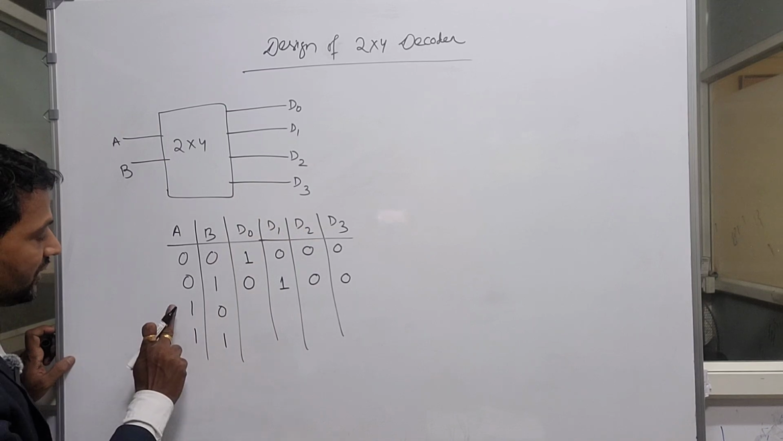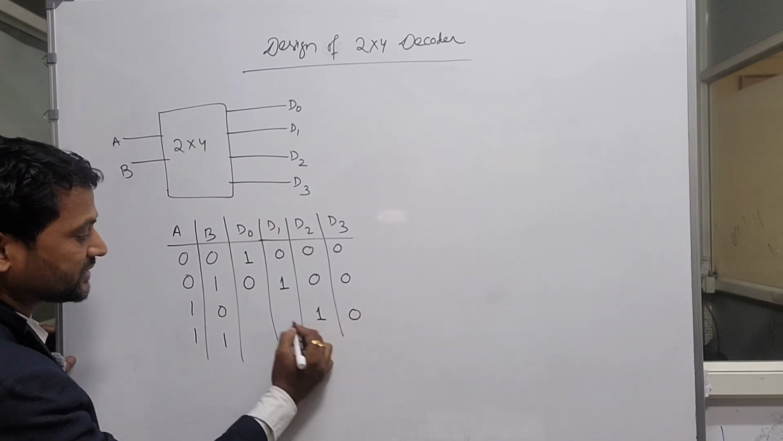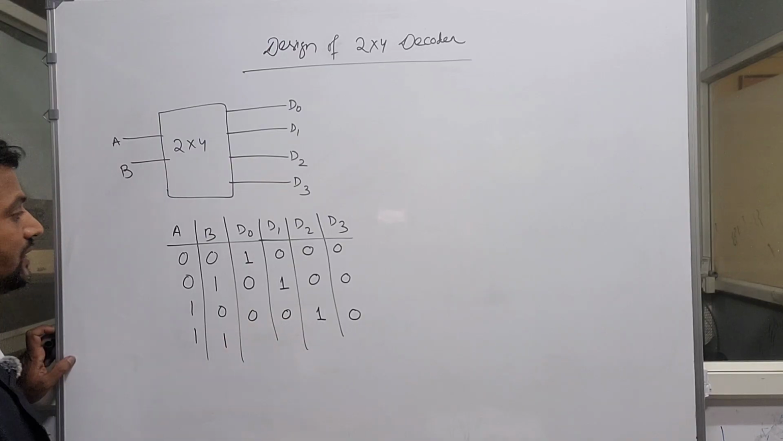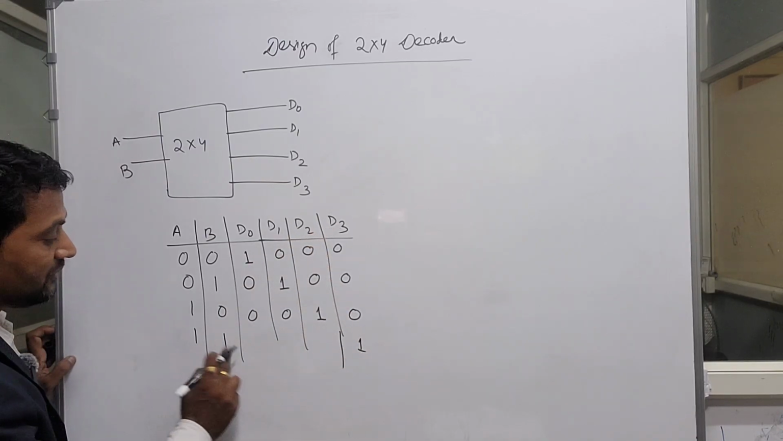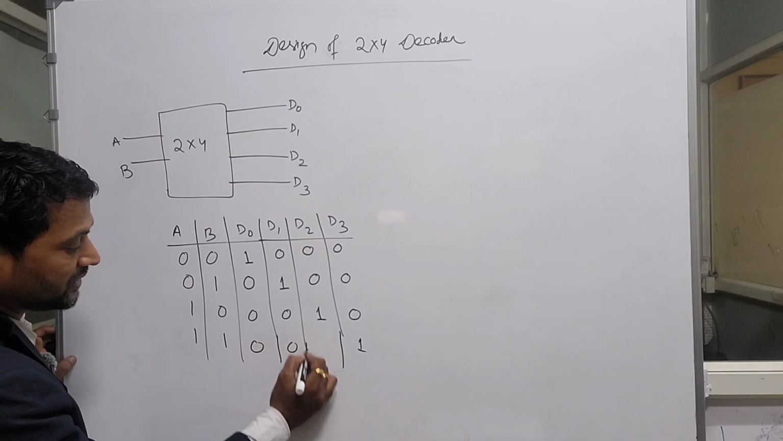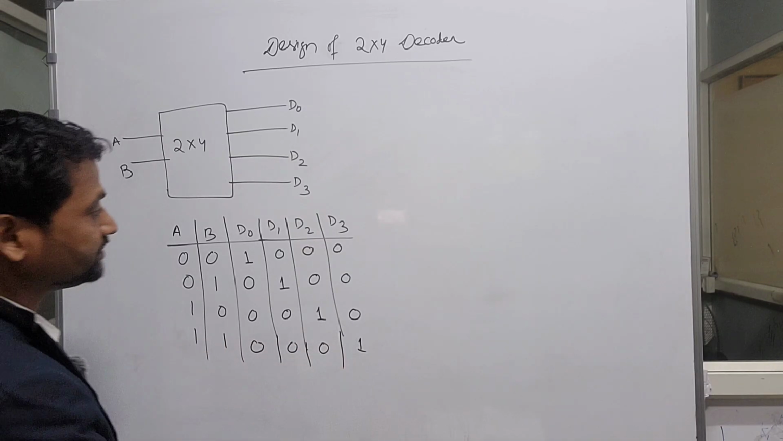D2 will be active when A is 1 and B is 0. Matlab here we'll put 1, and in the rest of the places we'll put 0. And the last one is D3. D3 will be active when A is 1 and B is 1, and in the rest of the places you mention 0, 0.